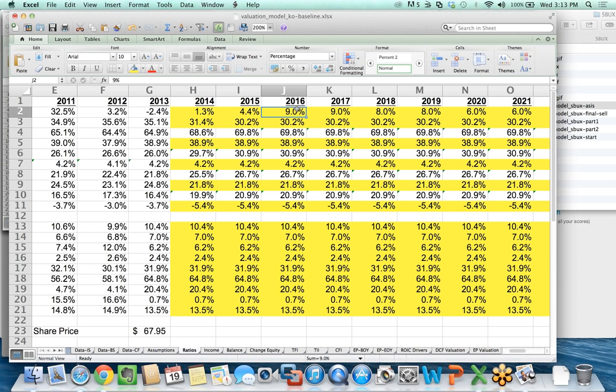So for now, as I build what I call my baseline, I'm going to just equal, starting in 2016, the 2015 number, because these are the 2 first years of consensus.